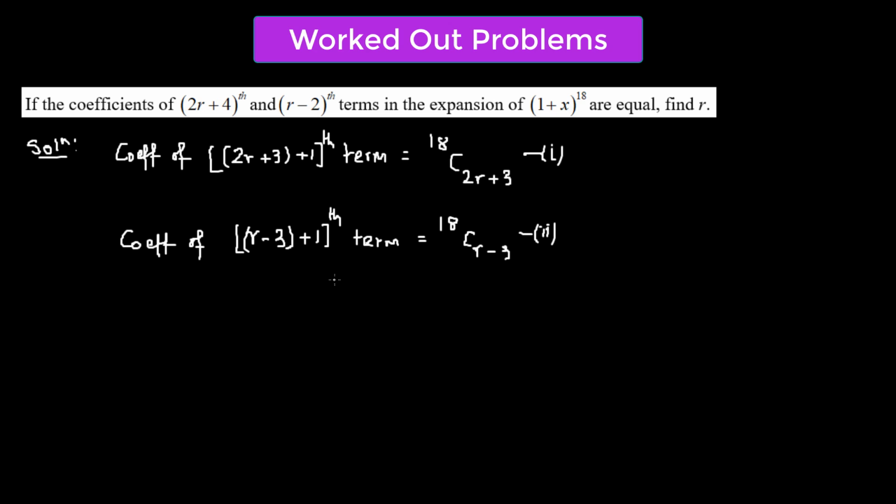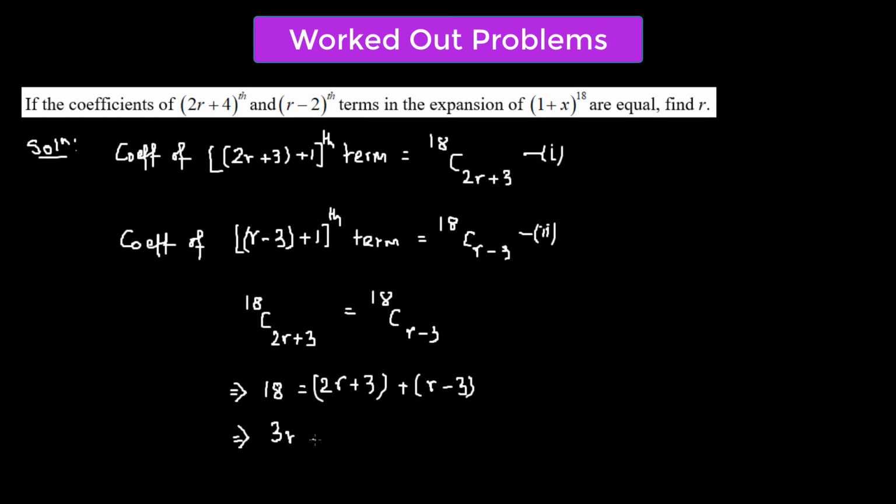Now the two coefficients are equal, meaning 18C(2r+3) is equal to 18C(r-3), which implies that 18 must be equal to (2r plus 3) plus (r minus 3). This will be equal to thrice of r equals 18. So the r value is going to be equal to 6. Let's move on to the next one.